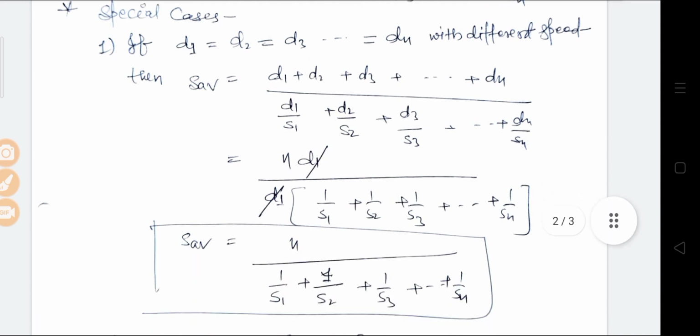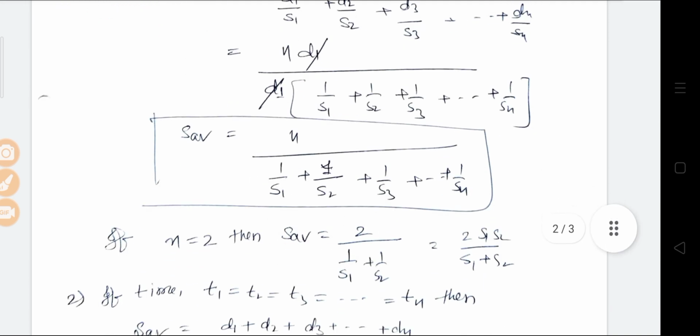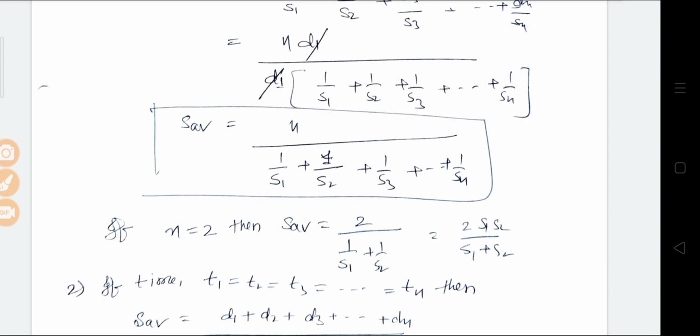and here you can take d1 common in the denominator. So you will find this formula: S average equals n upon (1/s1 + 1/s2 + 1/s3 ... 1/sn). And if n equals 2, then S average equals s1 s2 upon (s1 + s2).